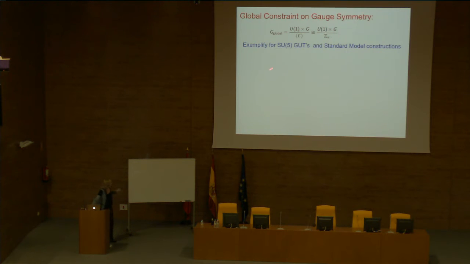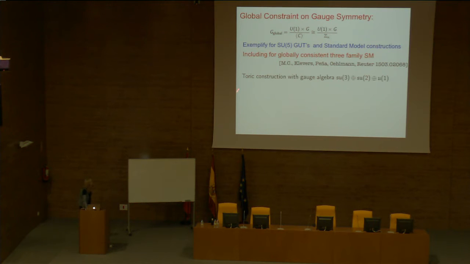One can exemplify this for the case of SU5 GUT models and as well examples of different standard model type constructions. But let me just highlight the example of a globally consistent three-family standard model that is based on a toric construction with fluxes and produces the gauge algebra of SU3 cross SU2 cross U1, and it has 3 copies of quarks and leptons. The Shioda divisor associated with the U1 is now a combination of the Q and 0 divisor and a specific combination of the Cartan divisors, from which we can concretely deduce that the central element is of order 6, and the global structure of this model is the standard model symmetry group modded out by Z6.